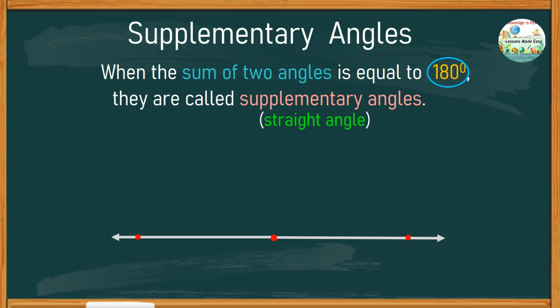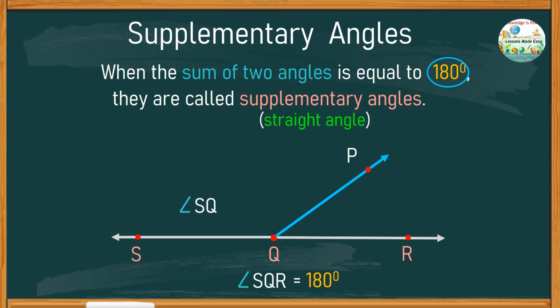Let's study this straight angle SQR with a measurement of 180 degrees. If we split this angle into two by adding one side, we now have two angles and they are called supplementary angles. Let's name the side QP. So angle SQP is the supplement of angle PQR.